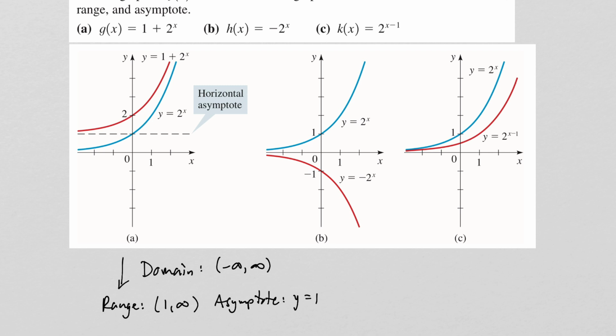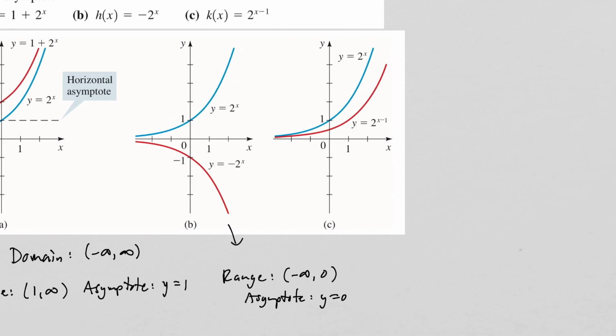y equals 1. For the second graph, the domain again is all real numbers. The range here is going to be all negative numbers. You can see it in the graph here. We are only getting negative values for y. And so that would be all values from minus infinity to 0. And the asymptote for this one is the same. It's still y equals 0, right? Because the asymptote is still right here.